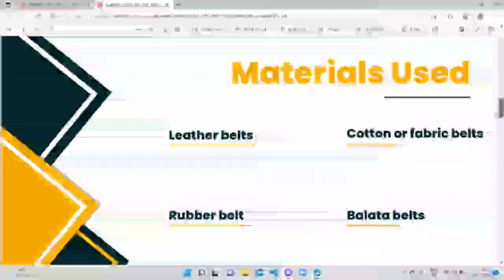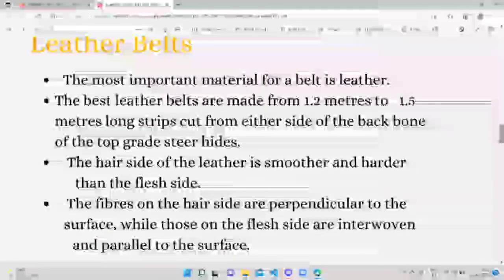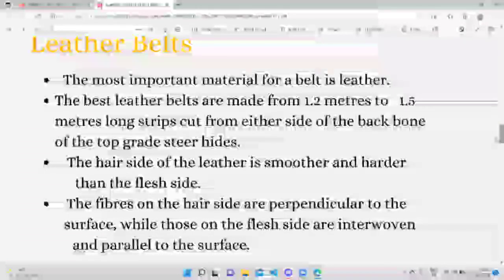First, we can see what are leather belts. Leather belts are the most important material for a belt. The best leather belts are made from 1.2 meter or 1.25 meter long strips, cut from either side of the backbone of top grade steer hides. Leather belts have two sides, the hair side and the flesh side. The hair side of the leather is smoother and the flesh side is harder.